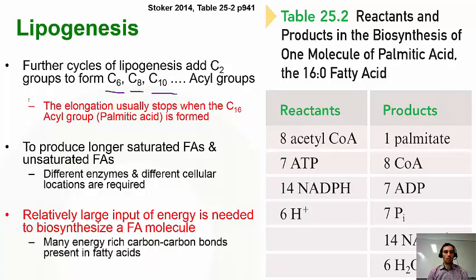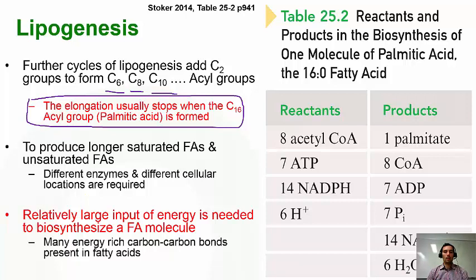So this elongation of the fatty acid usually stops when we reach 16 carbons, and we form what we call palmitic acid. So to produce longer saturated fatty acids and unsaturated fatty acids, we actually require different enzymes and have to go to different locations in the cell. So we're not going to talk about that today.